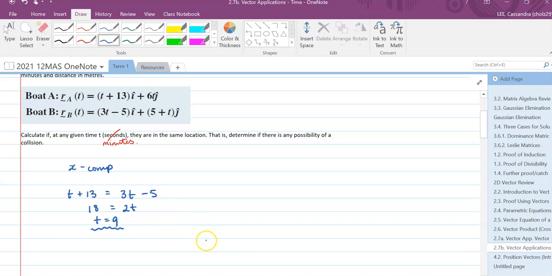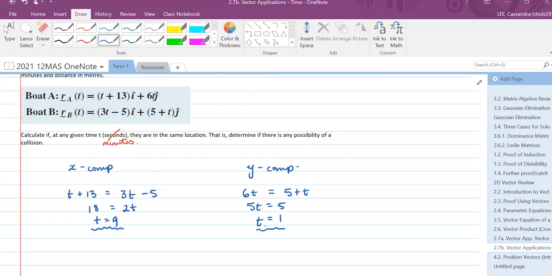So now what we can do, we can see that if this is the same for the y component, it means that they are going to collide. So for my y components, for my first boat, we have 6t, and then for my second boat, I have 5 plus t. Okay, so rearranging this, we get 5t is equal to 5, and therefore t is equal to 1. Okay, so they reach the same x component when t is equal to 9, and they reach the same y component when t is equal to 1. So they're not going to collide since they're not reaching the same x and y components at the same time.